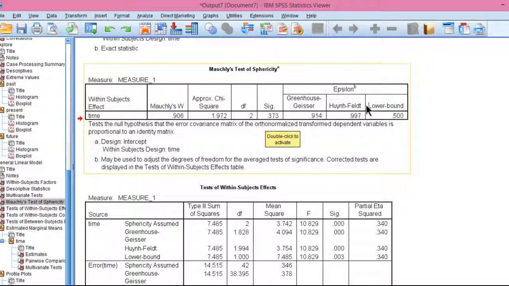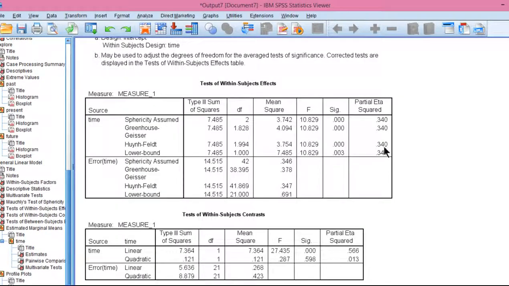The Huynh-Feldt is very close to 1.0, which, again, I've mentioned before, indicates that there is no difference within sampling variability, or I should say that the standard error of the difference between the means is roughly equal across all comparisons. That's a good thing.